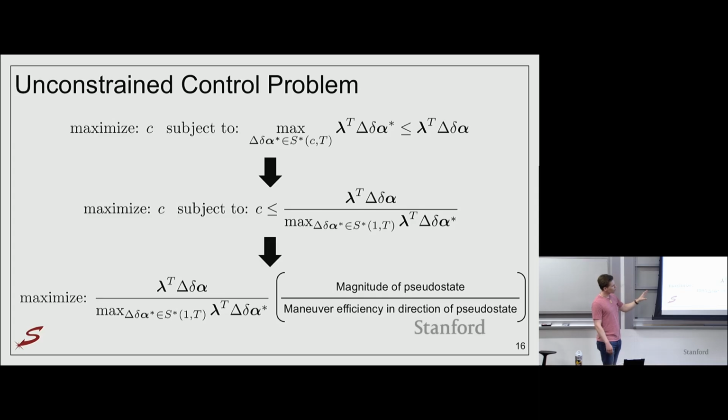And this can be thought of intuitively as the magnitude of the pseudostate projected onto an outward-facing normal of the reachable set lambda, divided by maneuver efficiency in the direction of this outward-facing normal. So by any maneuver in the reachable set.